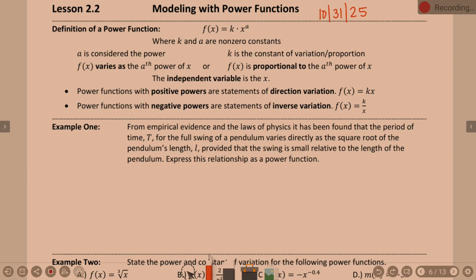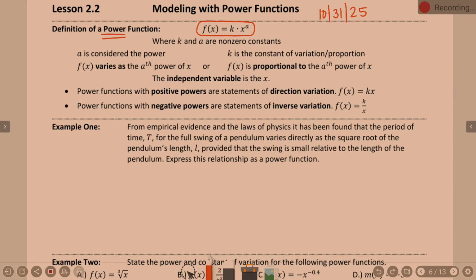Monomial functions and power functions are very, very similar, but they have slight differences. Monomials are the ones we've talked about. We're used to seeing them with positive whole number exponents, and that's the big thing there. A power function is a little bit different. So, the definition of a power function: they give it in the format f of x, which is the same as y, equals k times x to the a.